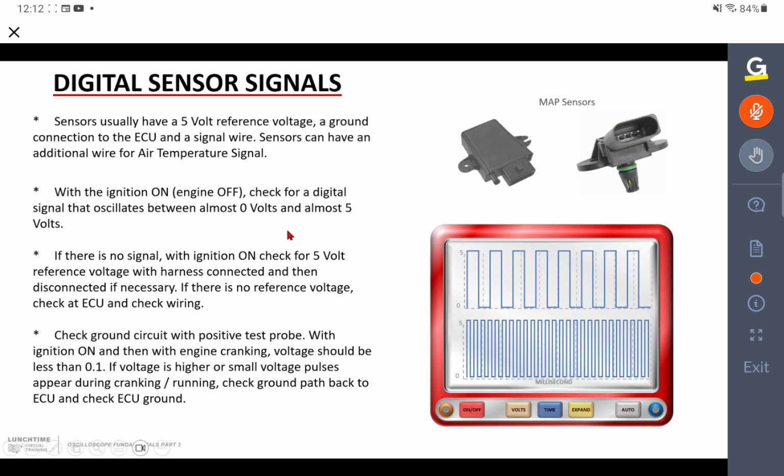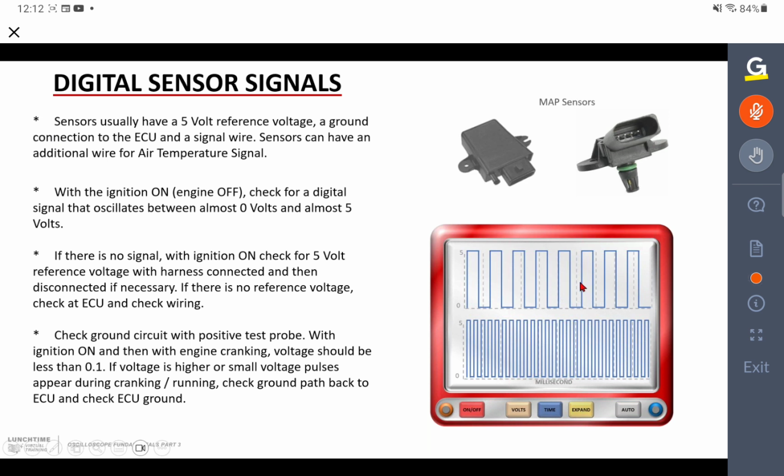And again, with the ignition on, engine off, you check for a digital signal that oscillates between almost 0 volts and almost 5 volts. So again, we're looking typically at a 5-0 oscillating voltage. If you look at the top waveform there, there's the waveform, 0 to 5 volts. And we've said with the ignition on and the engine not running, the intake manifold pressure, therefore, is at atmospheric pressure, and you then tend to get a lower frequency signal.